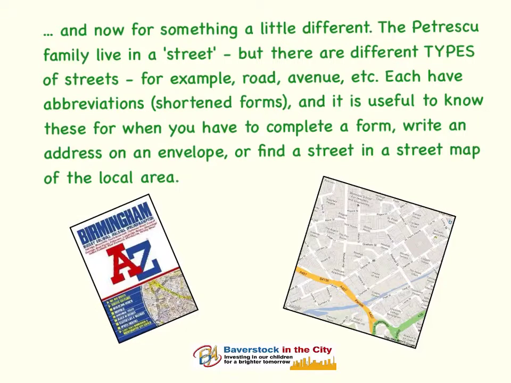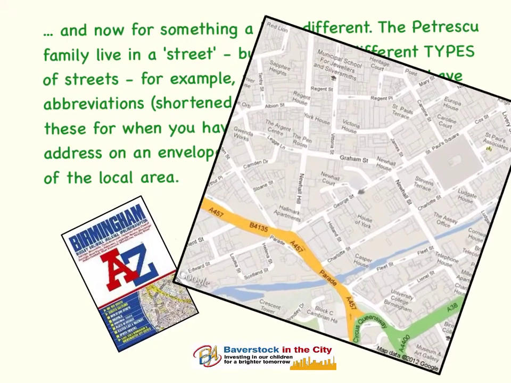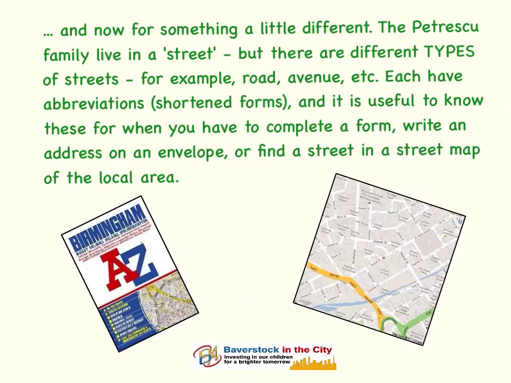We're now going to look at something a little different. The Petrescu family live in a street. They live in Stratford Street, but there are different types of streets, for example, road or avenue, etc. Each have abbreviations or shortened forms, and it's useful to know these for when you have to complete a form, write an address on an envelope, or find a street in a street map of the local area. We will have a look at this street map shortly.